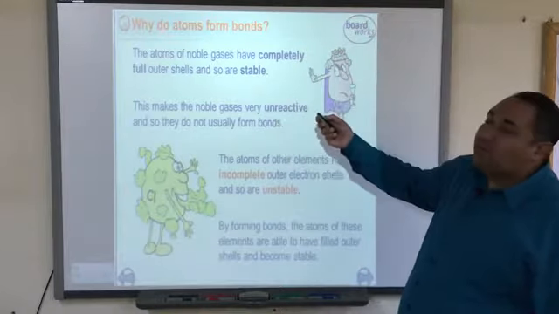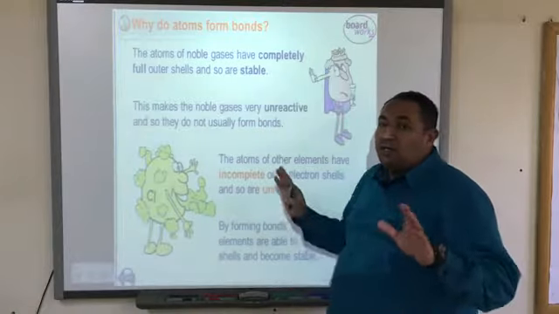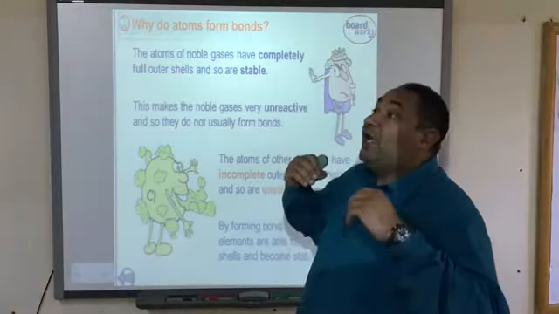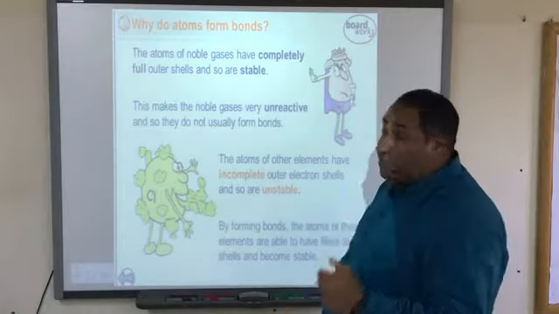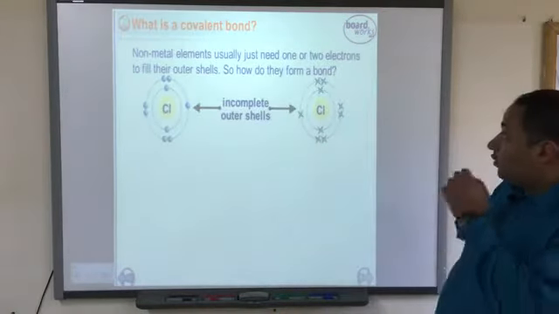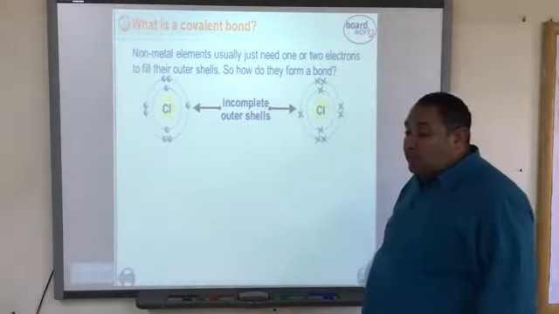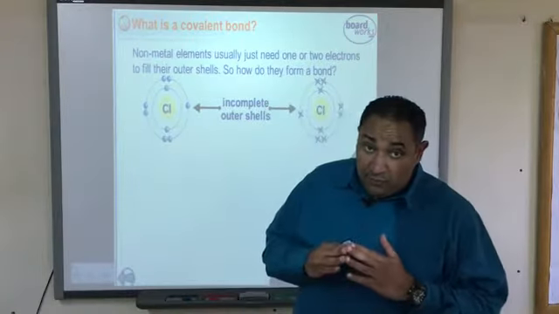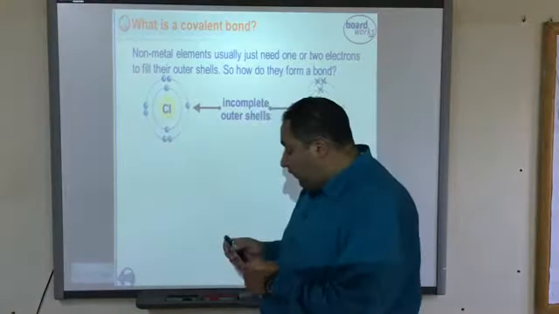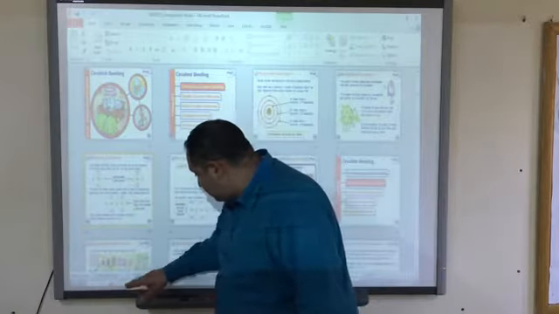Now, why do atoms form bonds? You know now. You are not complete, not like any noble or inert gas, and all atoms are trying to reach the same perfect structure. One of the types of these bonds is the covalent bond. Before I go through the covalent bond, I want you to see this.